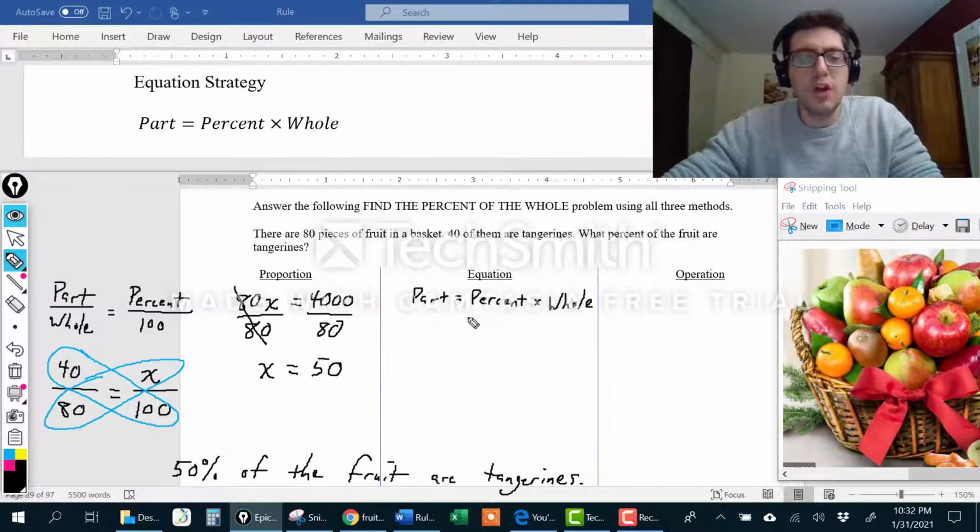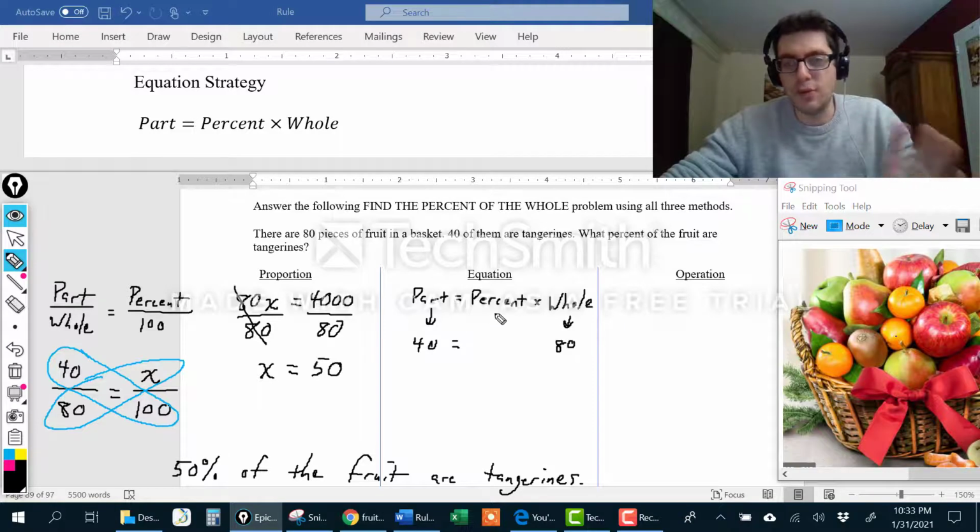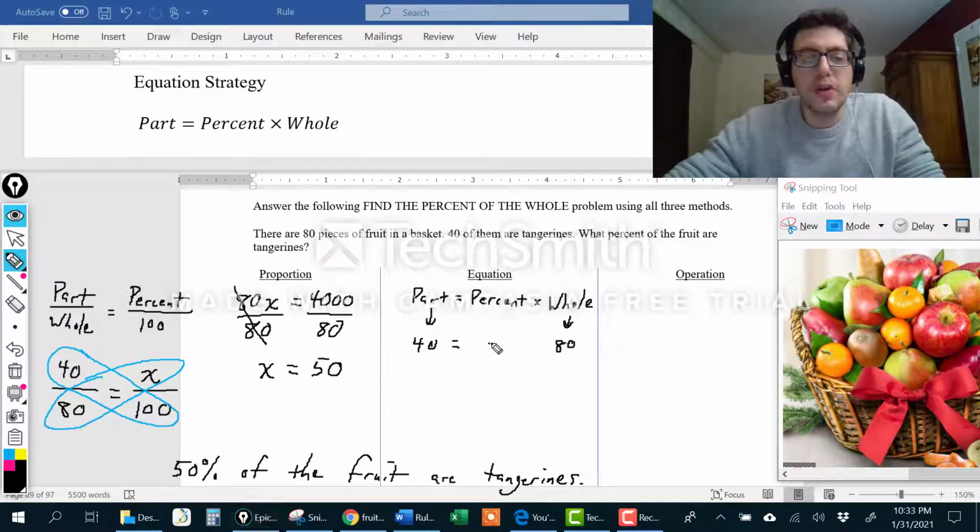And then what do we know for this problem? We know that the whole number of pieces of fruit is 80. So we can plug that in here. The part of the fruit basket, which was tangerines, was 40. So we can plug that over here. And let's also not forget to write the equal sign there. Now, we don't know the percent. Well, we know it because we answered it already using the proportion strategy. But before we did that, we didn't know it, right? So let's just put an X over here for the percent.